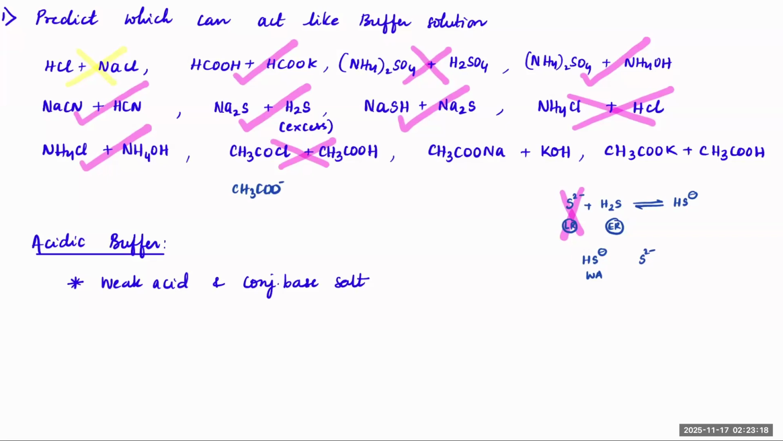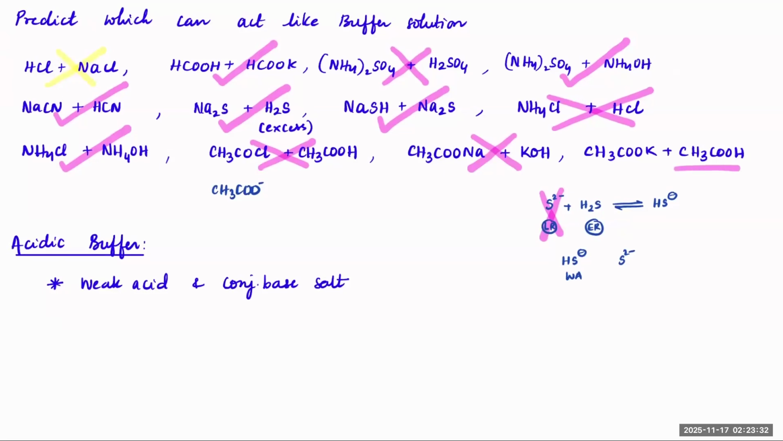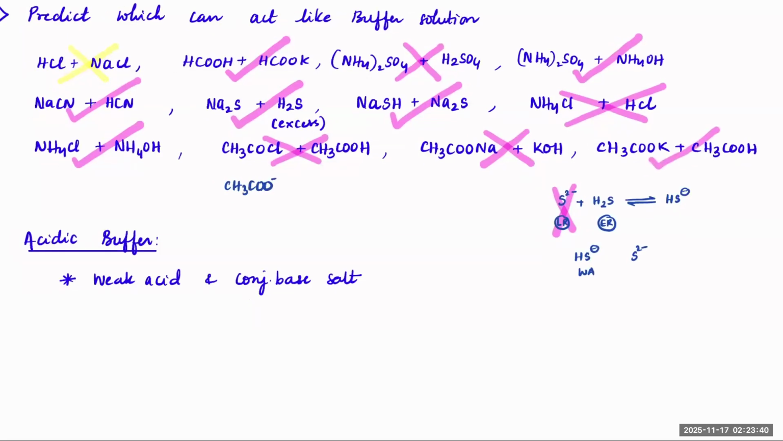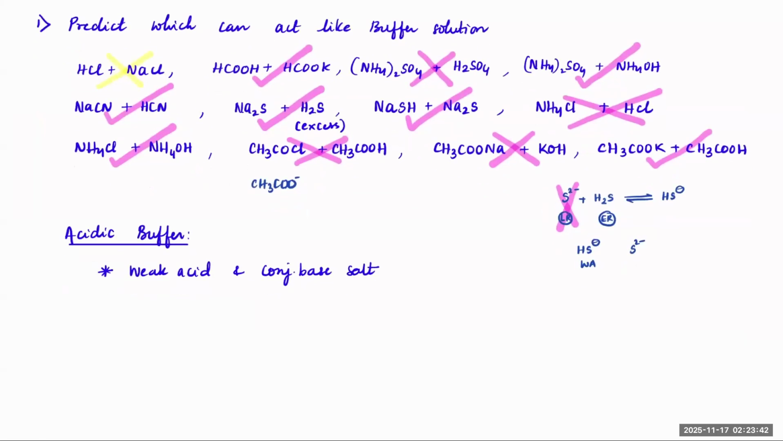Next, CH3COO minus, a salt coming from a weak acid. Perfect. But it is given with KOH. KOH is a very strong base. So this is not a right combination. Last, you can see here it is a weak acid and this is its conjugate base salt. So yes, this is a perfect combination. So check it out. Clear, everyone? So always try to check these points: whether it is a weak acid or weak base, and what type of salt is present along with it. Okay.